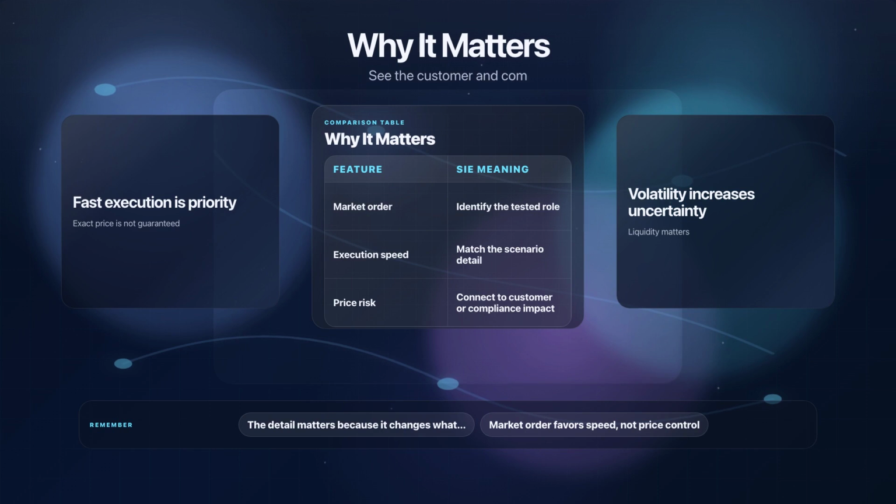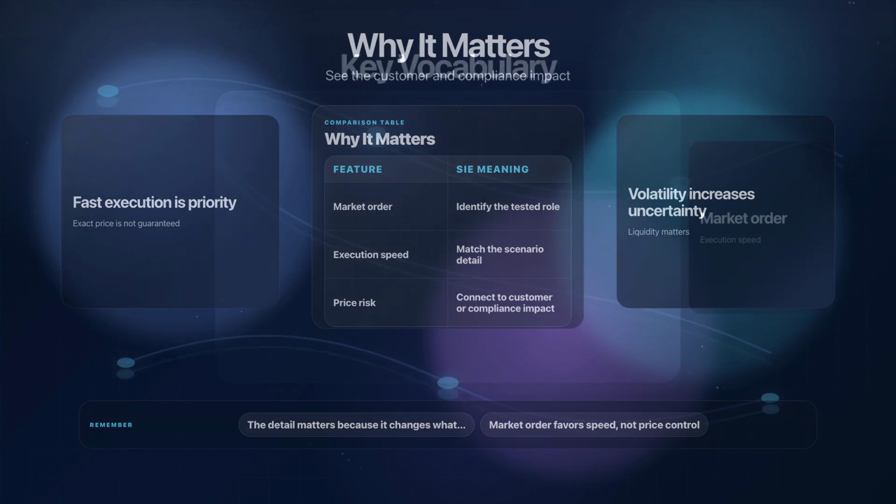This topic matters because SIE questions often describe a short workplace scenario. A customer gives an instruction, a representative takes an action, a trade moves through processing, or a red flag appears. The correct answer usually depends on whether the action is authorized, documented, suitable, fairly disclosed, and consistent with customer protection.